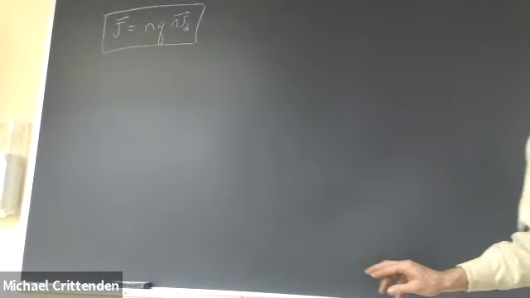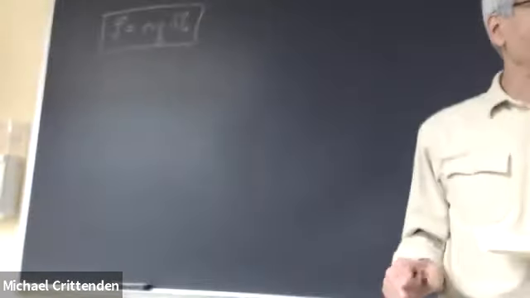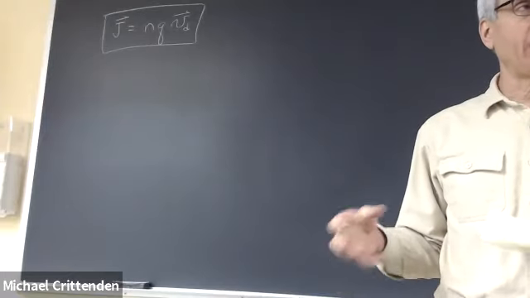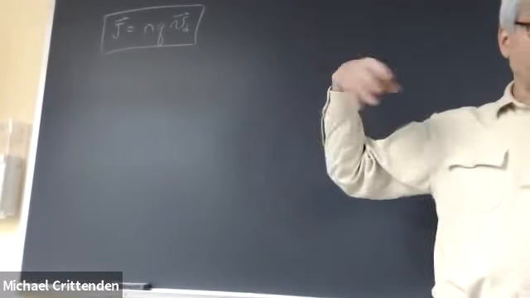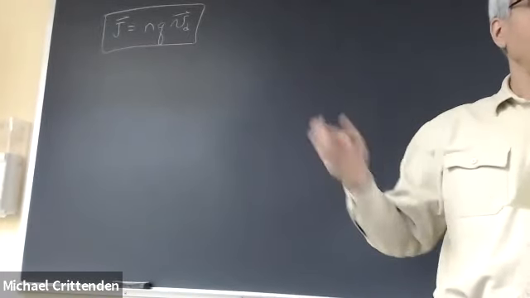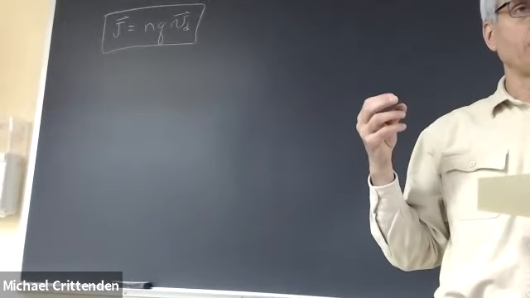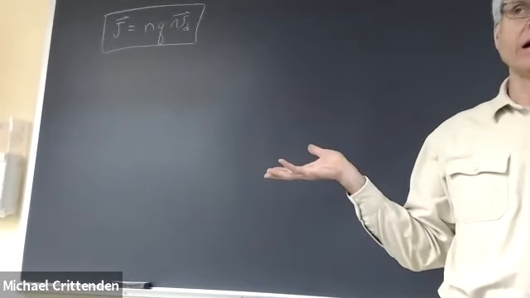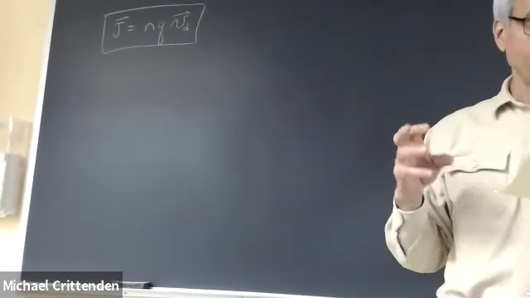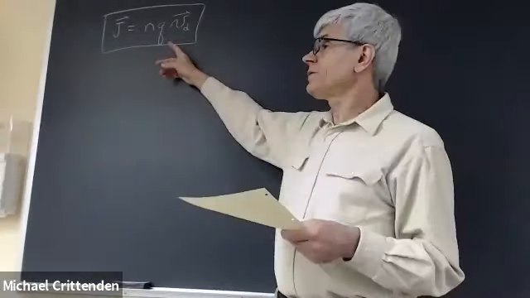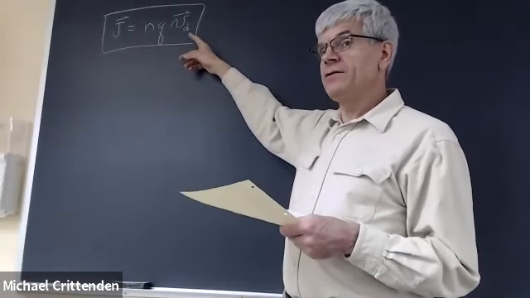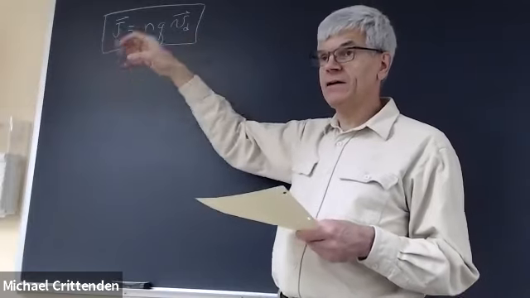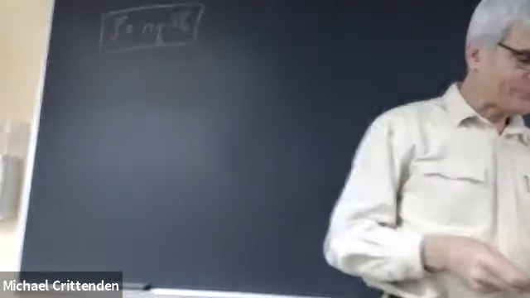J is the current density, the current per unit area, measured in amps per square meter. N is the so-called density of charge carriers. It would be how many current-carrying particles, typically electrons, there are per unit volume. Q is the charge on each one of those particles, and V is the drift velocity, how fast the electrons are working their way down the wire because of the electric current.